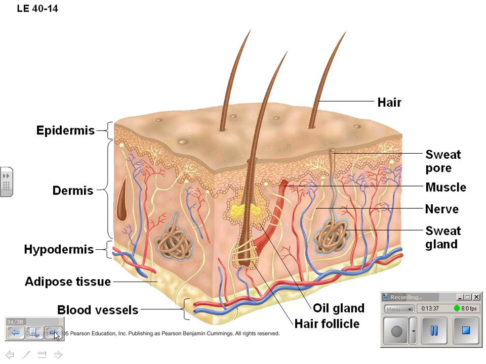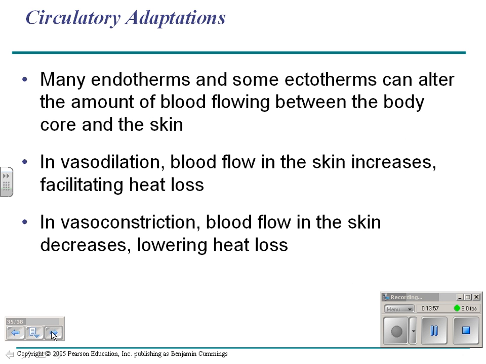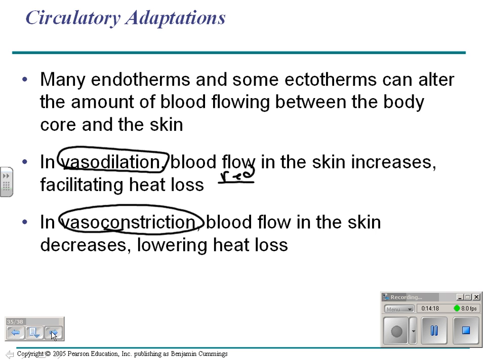Our skin in humans is our heat conduction regulator. We have sweat glands. We have muscles that make goosebumps. We have insulation with fat. Many endotherms and some ectotherms control the amount of blood. We can dilate our blood vessels, vasodilation, to make them bigger. That makes our skin red. We can constrict the blood vessels near the skin, which lowers heat loss. That happens when you get really cold. That'll happen in your fingers because your body redirects the blood flow to the center.